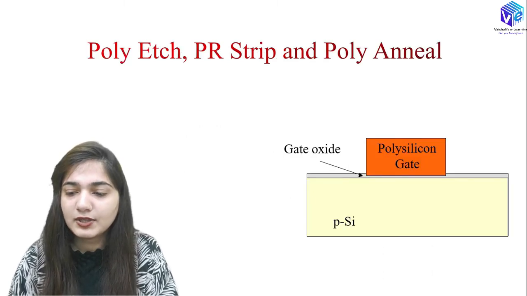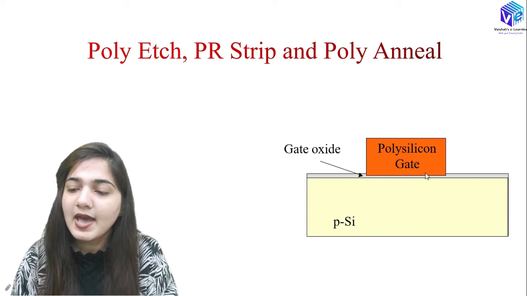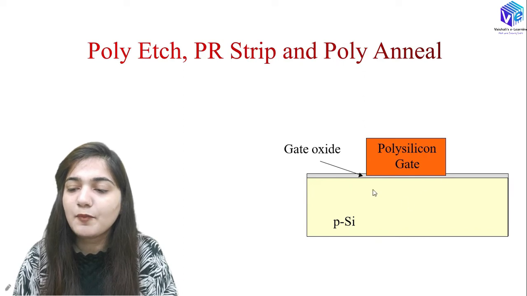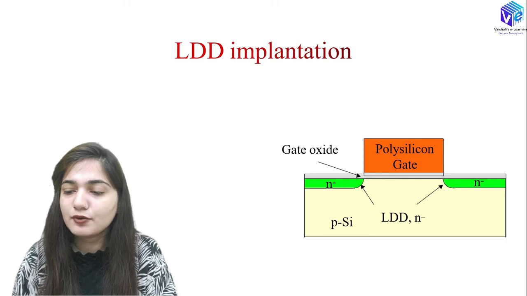So now coming to the structure, first of all we are going to have the polysilicon etching, then we are going to strip off the photoresist, and after that we are going to have the polysilicon annealing. So this is how we will be forming the polysilicon gate, right? So you can see after that we are going to the lightly doped drain implantation.